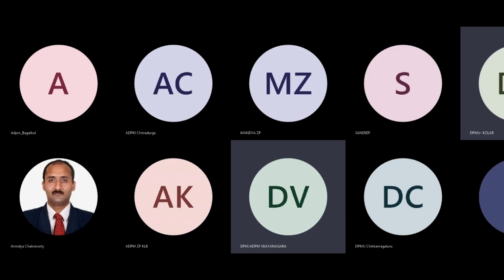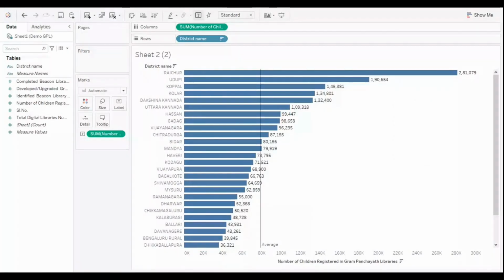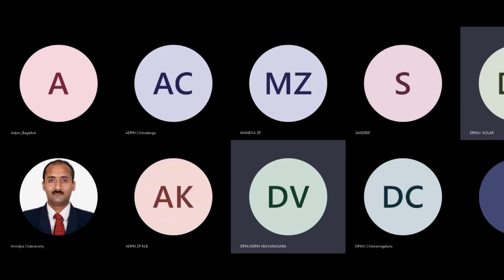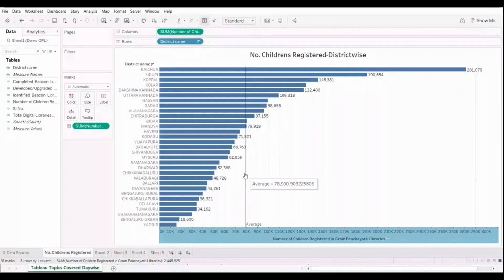Is it clear? Explain once again, Munna. Yes. See, clicking is quite easy here, but how it is interpreted is to be focused. Now we want the average number of children. What is the average number of children registered in all the districts taken together? So the average number is 78.